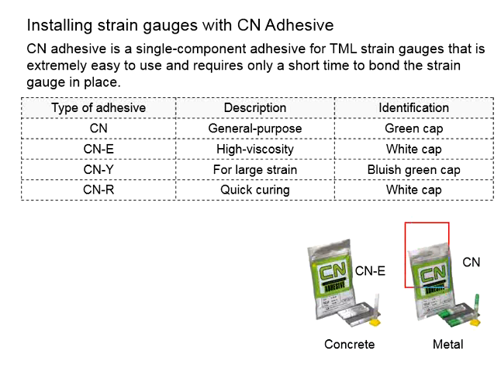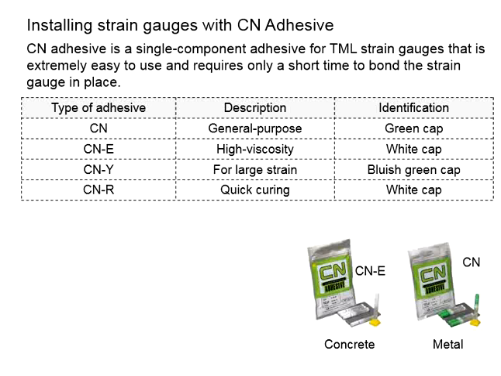Some may even use CN, which is meant for metal, for the installations of the strain gauge on the surface of the concrete. Theoretically, this is not right. You need to be careful on this. Always read the packages before you use them. Don't mix up the bottles of the adhesive in order to avoid confusions.